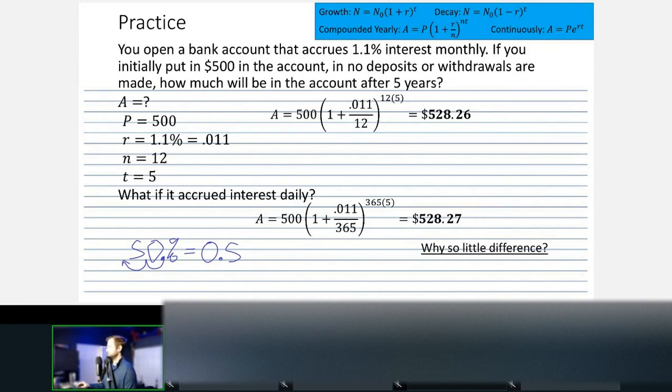You are correct. So why so little difference? Why is there only a penny difference? Any ideas? What are some factors that you think lead to only a penny difference?